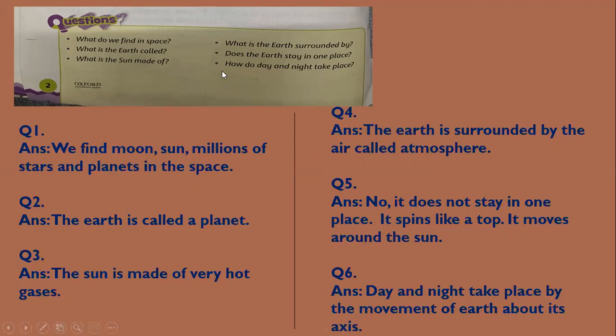Okay, now question number 6. How do day and night take place? Day and night take place by the movement of Earth about its axis. These are the question answers. This is your classwork. You have to complete your notebook, write all these answers as a classwork in your notebooks.